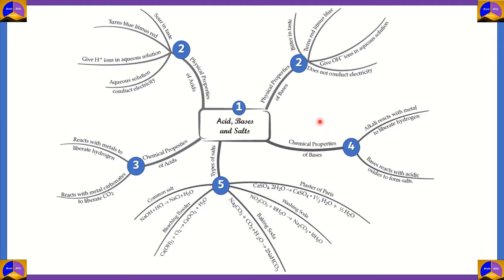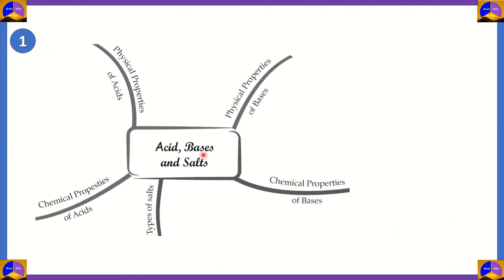So in this mind map, we have 5 sections. We have an overview of the entire chapter. We have the physical properties of both acids and bases. Then we look at chemical properties of acids and bases one by one. And finally, we top it all off with the types of salts and examples in common existence. So acids, bases, and salts.